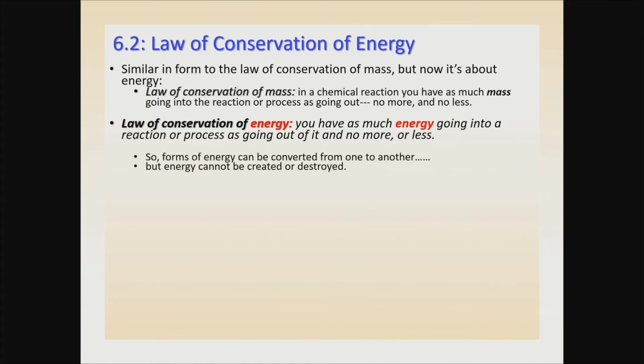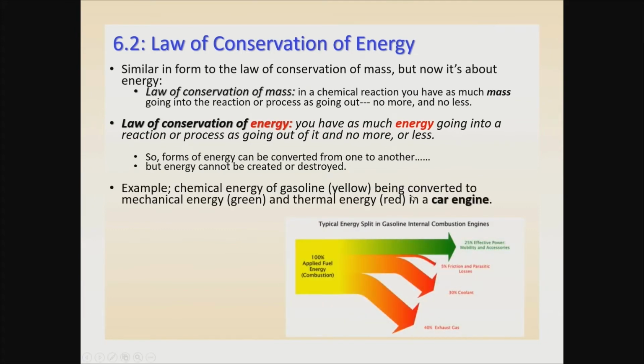Now, importantly, when you have some kind of reaction or process, although you must have as much energy coming out of that process as you have going in, you can change the form of the energy. So let me give you an example of that, which is kind of an interesting example. Let's say you're looking at your car and you're considering the engine in your car, and you know that the engine receives a form of chemical energy. This chemical energy is gasoline.